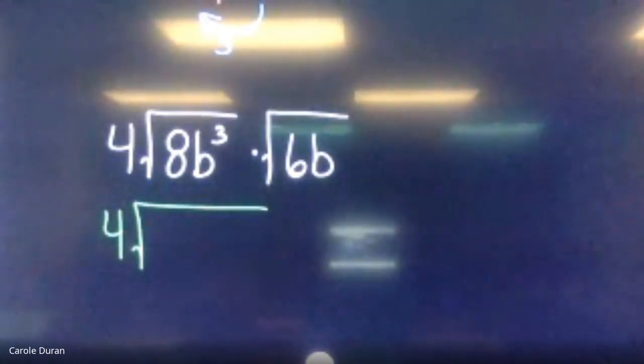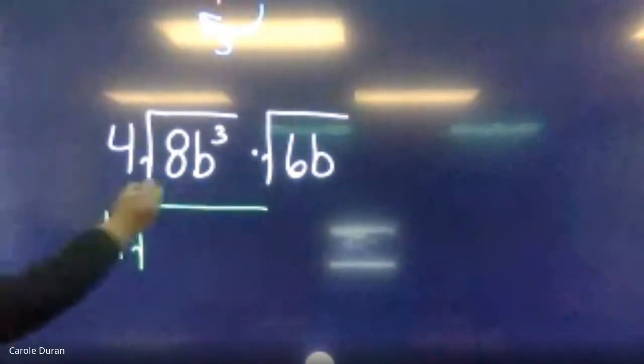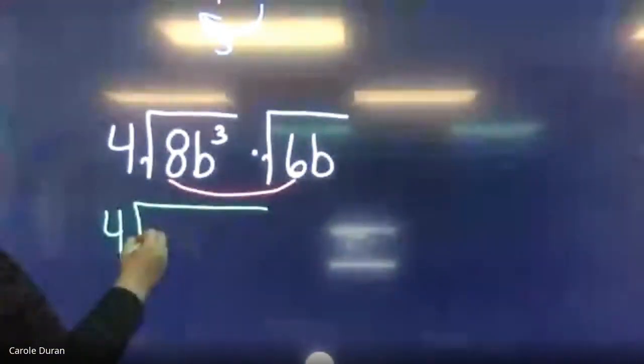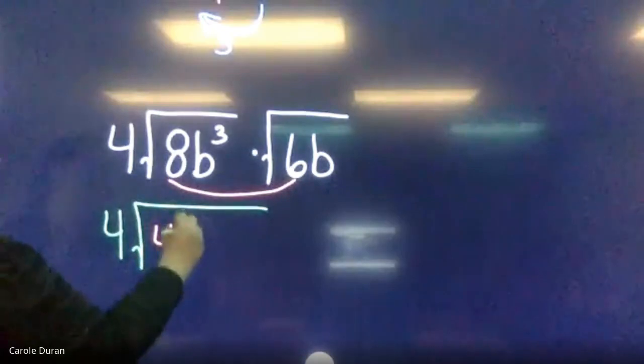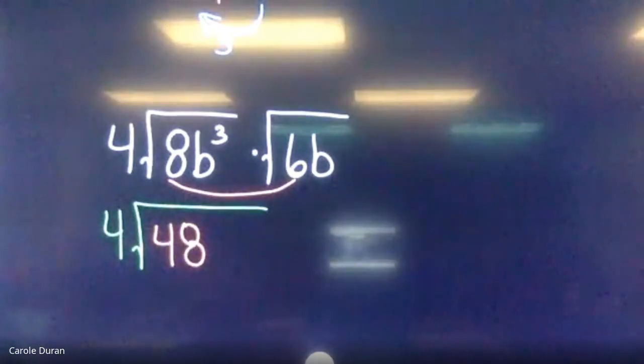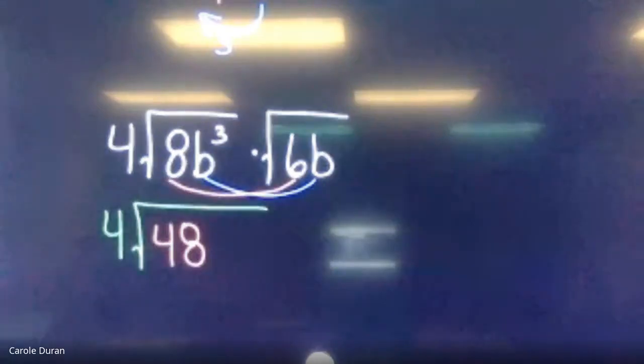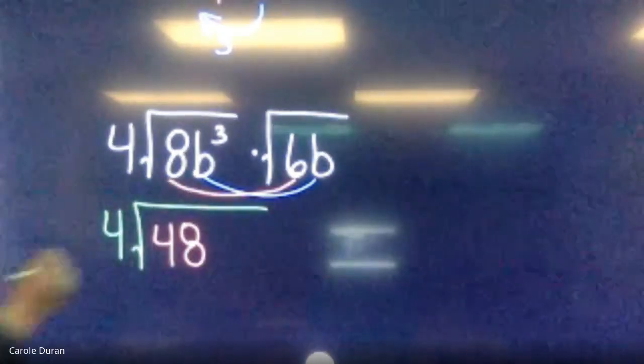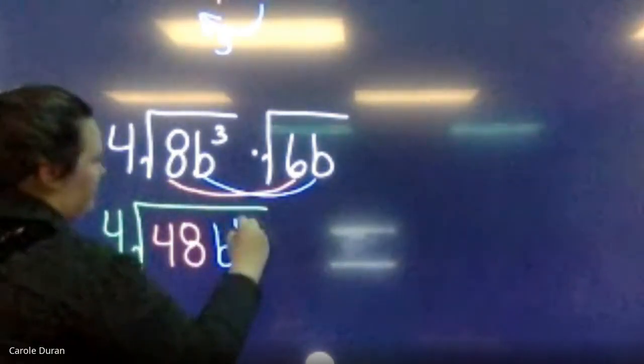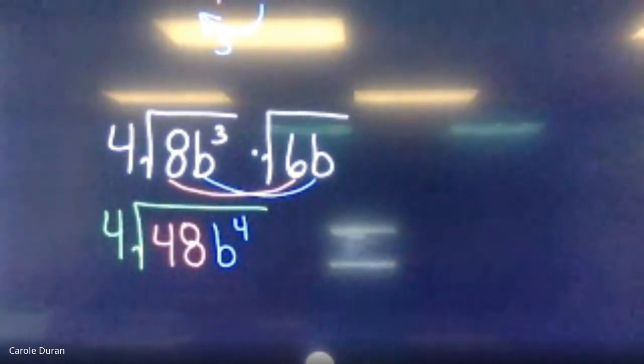You would multiply the 8 and 6 to get what? 48. And then what else would I multiply together, Heath? The b's. So I'm going to have b cubed times b, and that's going to give me what? B to the 4th, because we add the exponents. So this multiplied together becomes 4 times the square root of 48b to the 4th. Are we okay with that?